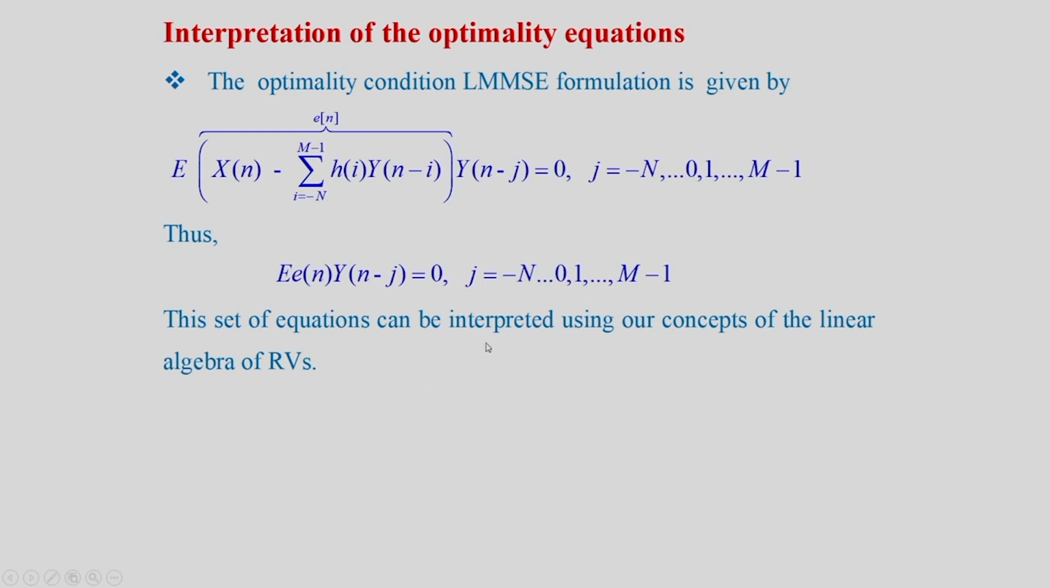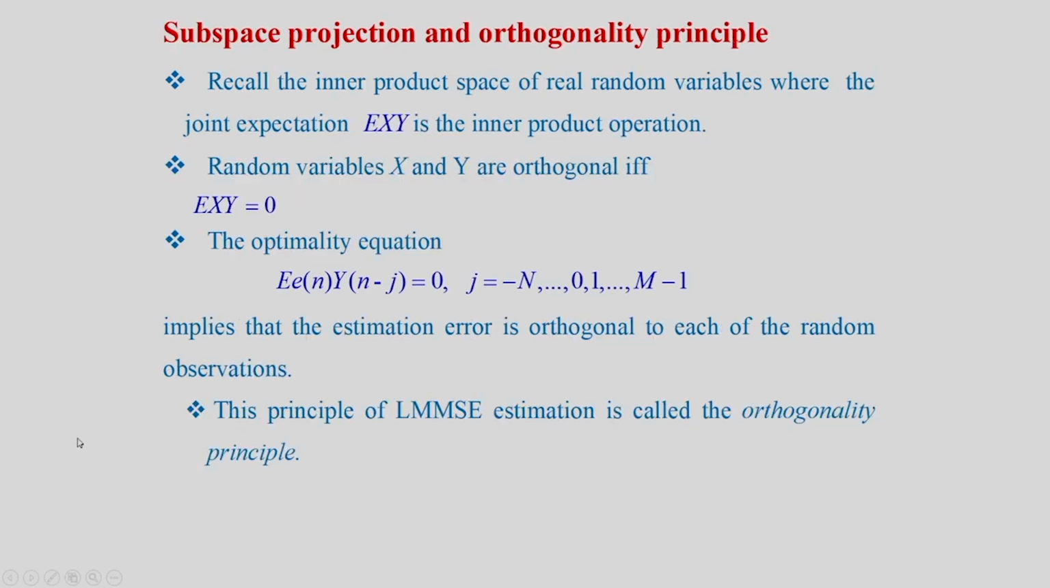Now, this set of equations can be interpreted using our concepts of linear algebra of random variables. We showed that random variables can be interpreted as vectors in a vector space, so those interpretations will help us. Recall the inner product space of real random variables, where the joint expectation E[XY] is the inner product operation. E[XY] defines an inner product. Random variables X and Y are orthogonal if and only if E[XY] is equal to 0.